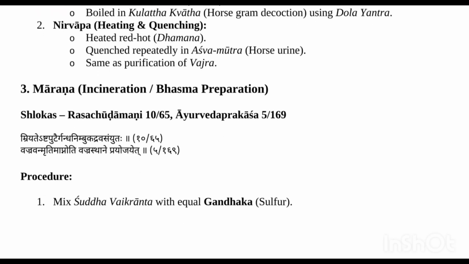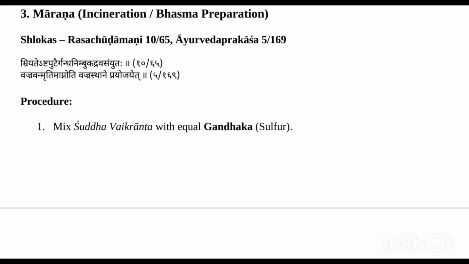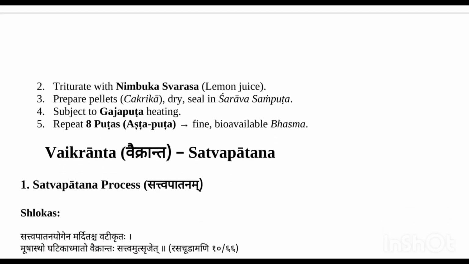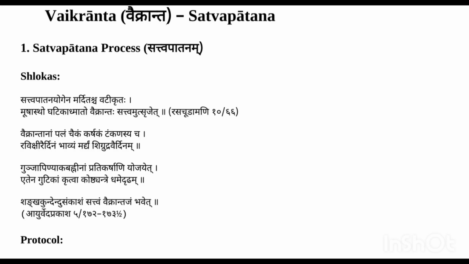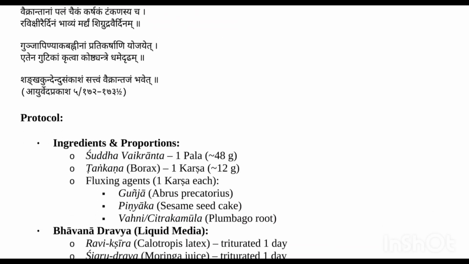Now we see the Marana process, that is, Bhasma preparation. According to Rasa Chudamani, the procedure is: mix Shuddha Vaikrant with equal Gandhak and triturate with Nimbukswaras, prepare pellets, dry, seal in Sharav Samput and subject to Gajapuṭa heating. Repeat 8 puttas on average. We make fine and bioavailable bhasma.